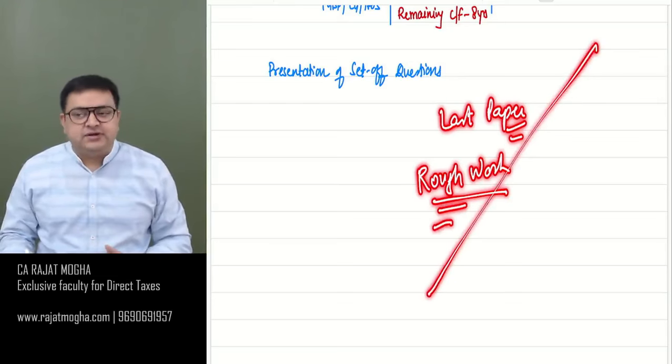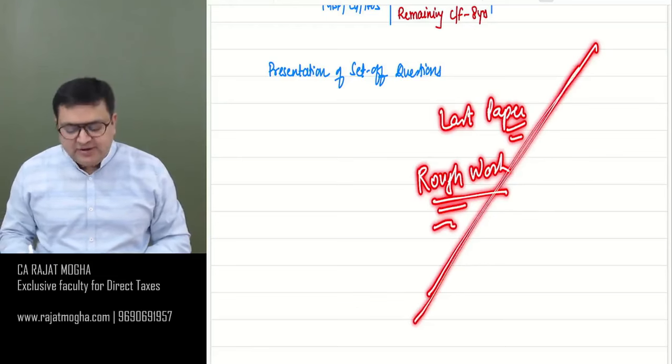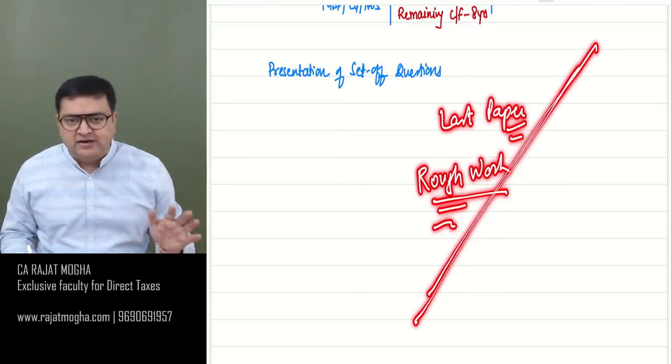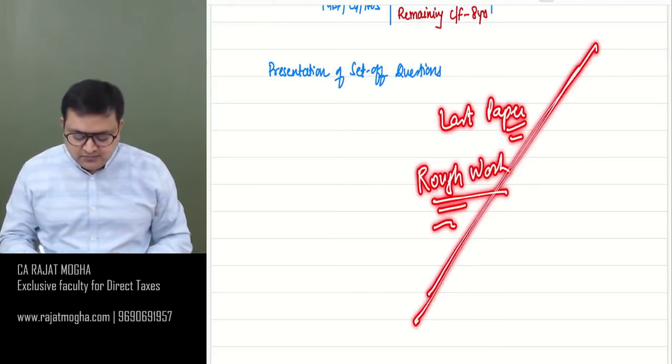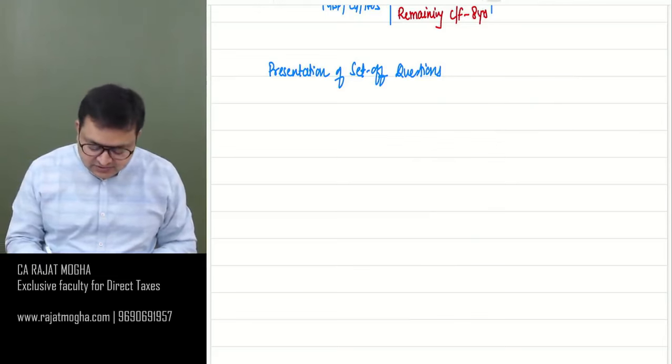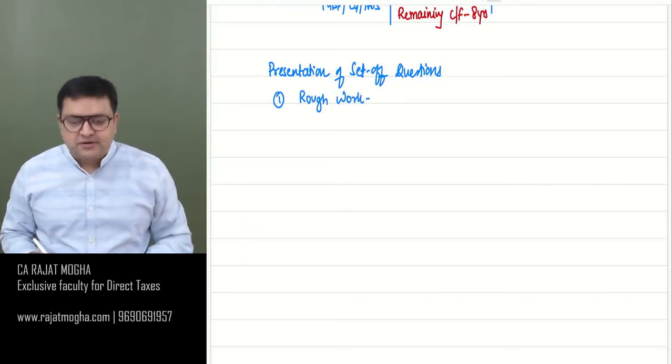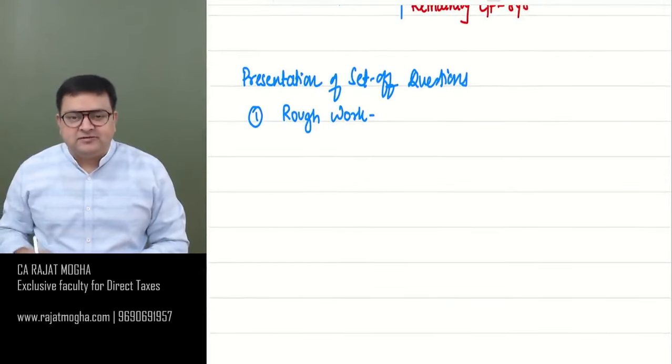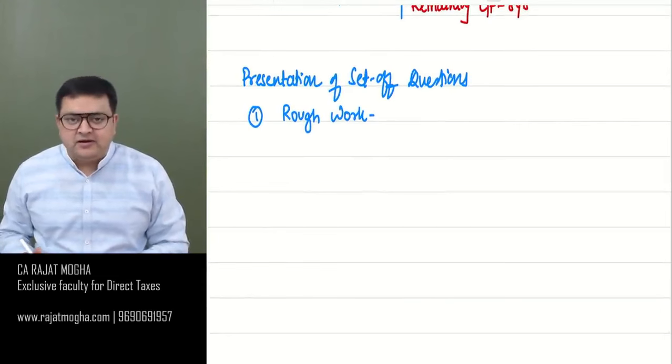So use your rough sheet, and at the time of submitting, please cut it off. Just draw one line, cut it off. Now, presentation of set of questions should be first in your rough work. In your rough work, what you need to do is you need to see which particular losses can be set off from which particular profits, right?